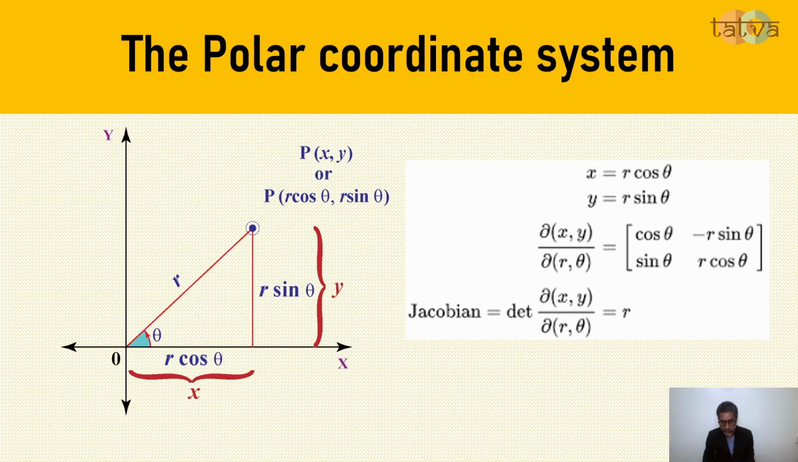So please just keep this principle in mind. Every time you change a coordinate system, it need not be Cartesian to polar, it can be Cartesian to anything, or one coordinate system to another coordinate system. You must always keep your Jacobian in hand, because we are going to use that in the conversion process.